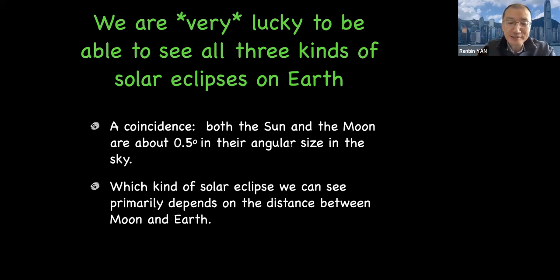This just happens to be a coincidence, because the distance between the sun and the Earth, the distance between the moon and the Earth, and their sizes just happen to be such that they're both about 0.5 degrees. So which kind of solar eclipse we can see depends on the distance between the moon and the Earth at that moment. If the moon happens to be on the far side of its orbit, slightly further away from the Earth, then we see an annular solar eclipse. But if it happens to be closer to the Earth on its orbit, then we'll see a total solar eclipse.